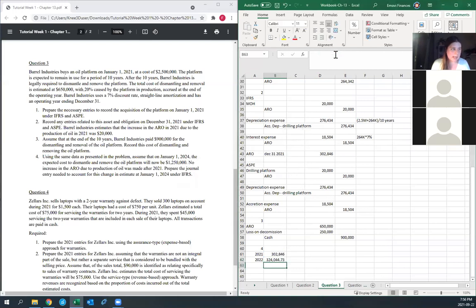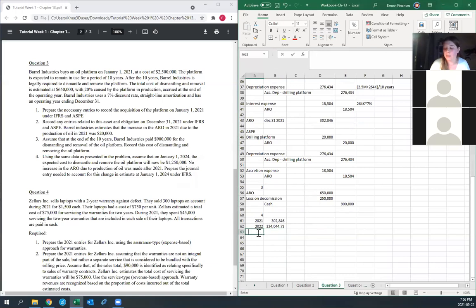So it stands at $324,000. And then December 31st, 2023, which is the same as January 1st, 2024, is going to be this amount times 1.07, because again, there's been no change. There's been no production costs. So this is your balance that we want to look at for January 1st, 2024.